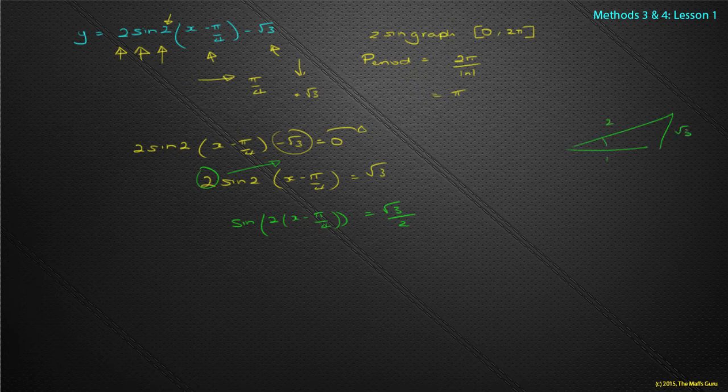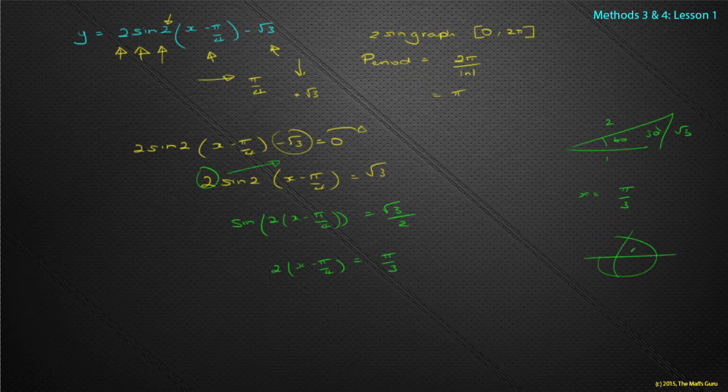Now, as you can see, I've moved the 2 over to become root 3 upon 2, and let's try and find a solution. There we go. There's my triangle, 1, 2, root 3, and 60 degrees. And so we know that for root 3, it'll have to be the opposite over the hypotenuse, because that's my sine function. For root 3 to be the opposite, it would have to be 60 degrees, leaving x as being pi on 3. So my first solution is pi on 3.